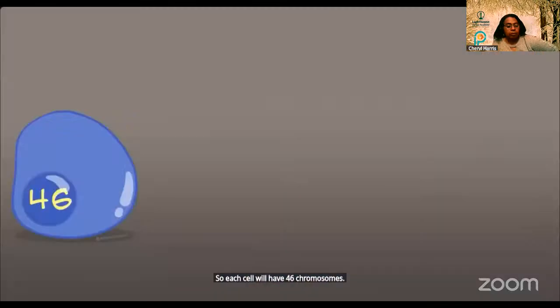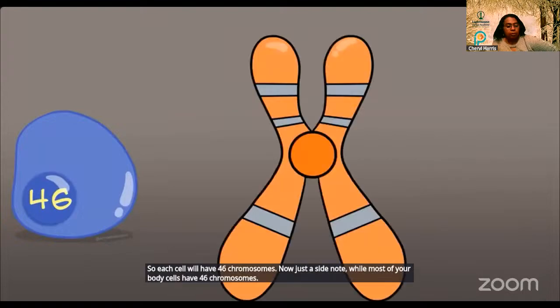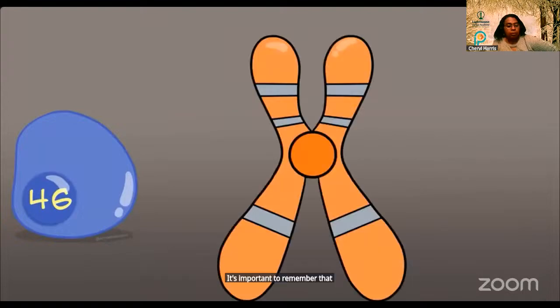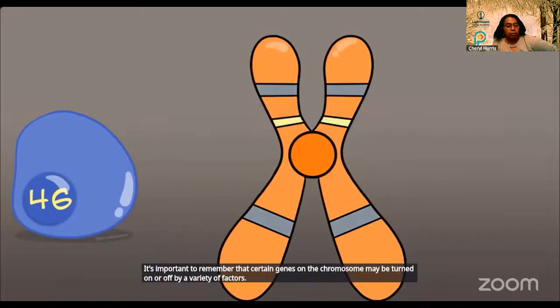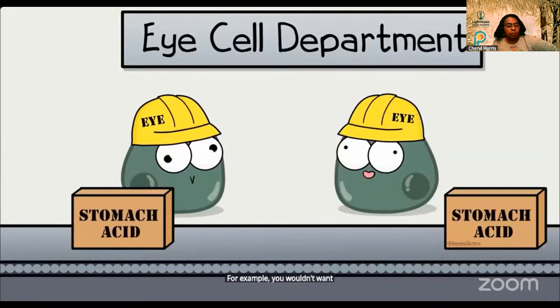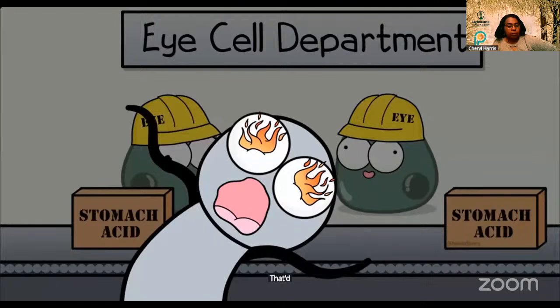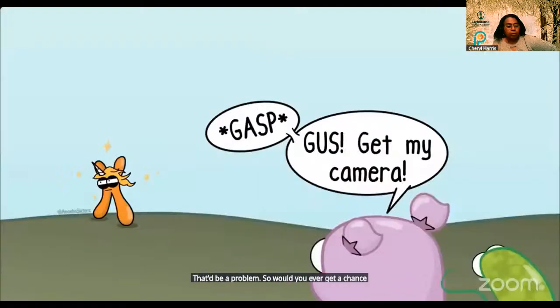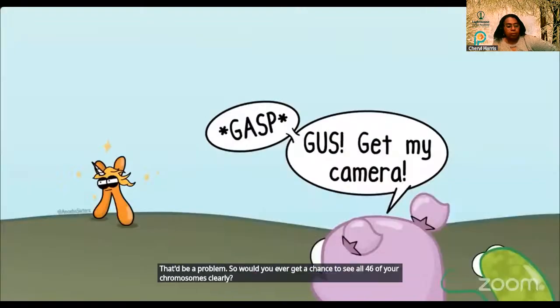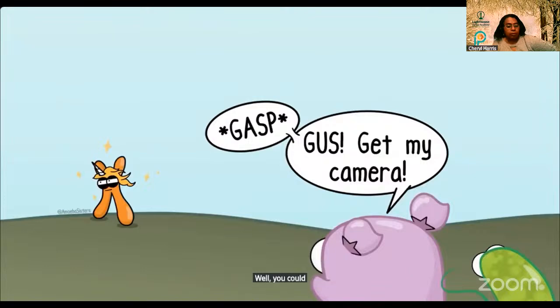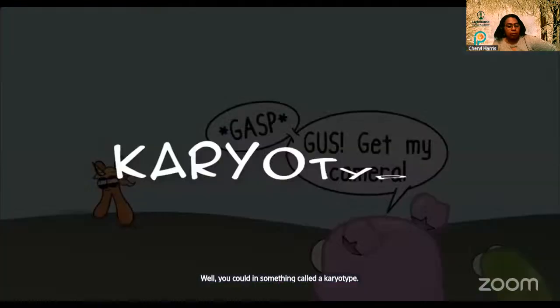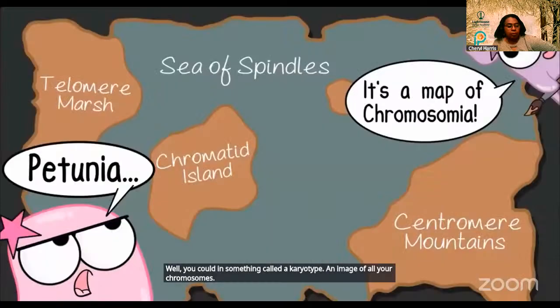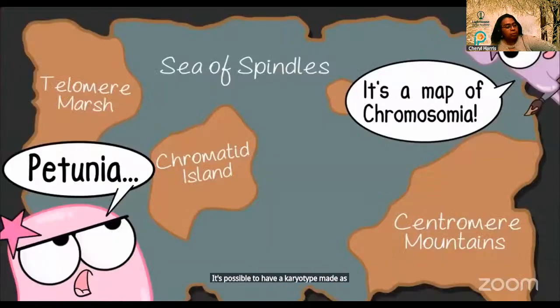Now, just a side note, while most of your body cells have 46 chromosomes, it's important to remember that certain genes on the chromosome may be turned on or off by a variety of factors. For example, you wouldn't want your eye cells actively using a gene to produce stomach enzymes. That'd be a problem. So, would you ever get a chance to see all 46 of your chromosomes clearly? Well, you could in something called a karyotype, an image of all your chromosomes. It's possible to have a karyotype made as part of some types of medical screenings.